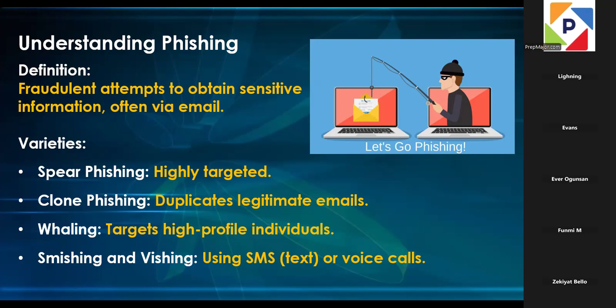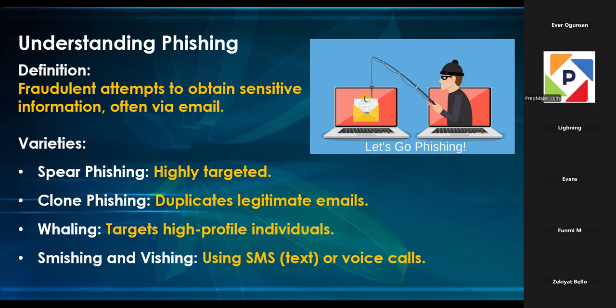Now, varieties of phishing. We have spear phishing, which they send generally to everybody in an organization. Then we have clone phishing, whereby they duplicate legitimate emails. Probably you get an email from your bank and it looks like it's from your bank, but on close observation, you know that this is not coming from your bank. Then whaling. Whaling is where they target a boss, probably the MD or the CEO. That email is specially targeted to him, and they word the email in such a way that he falls for it.